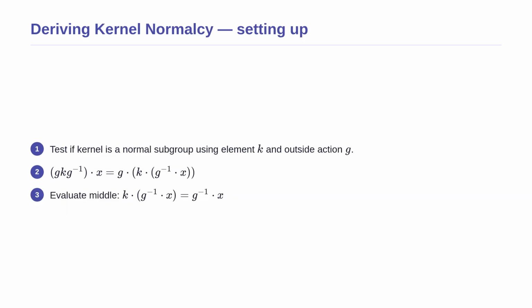Another crucial theorem states that the kernel is not just a regular subgroup, but a normal subgroup. This means it remains unchanged when sandwiched between an outside action and its reverse. To prove this, we take an element K from the kernel, surrounded by G and G inverse, and apply this three-part combination to an arbitrary item X. We evaluate from right to left. The reverse action creates a new item. But remember, K is in the kernel, so it leaves absolutely every item completely unchanged. Therefore, K acts on this new item and simply spits the exact same item right back out.